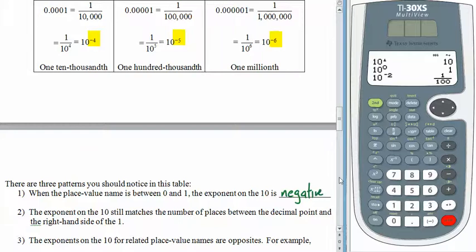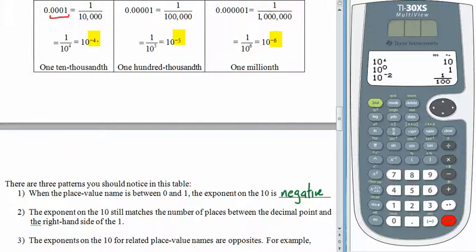So when we have very, very small numbers, we expect the exponent on the 10 to be negative. Once we get numbers bigger than 1, we expect the exponent on the 10 to be positive. The other thing is that the exponent on the 10 still matches the number of places between the decimal point and the right-hand side of the 1. So let's come over here to 1/10,000th. From the decimal point to the right-hand side of the 1, you'll notice we have 1, 2, 3, 4 spaces, and that's where the negative 4 is.